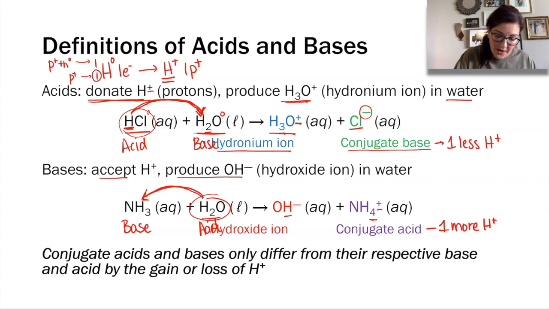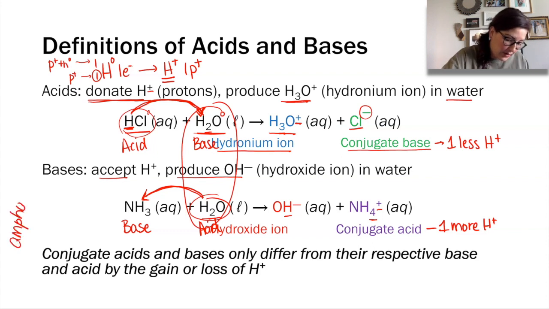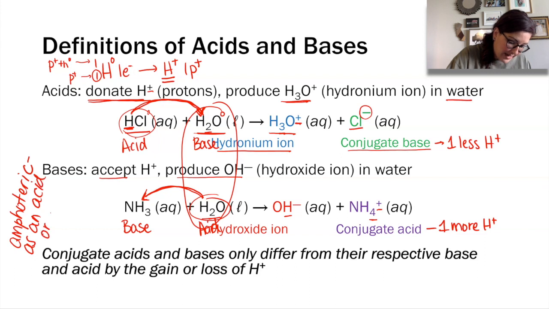So because water can act as both an acid and a base, we call water amphoteric, because water can act as an acid or a base depending on its chemical environment. So just focus on the fact that the only difference here is the movement of one single proton from the acid to the base. That's how the products differ from the reactants.